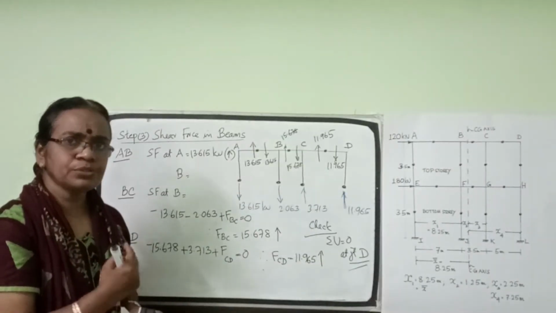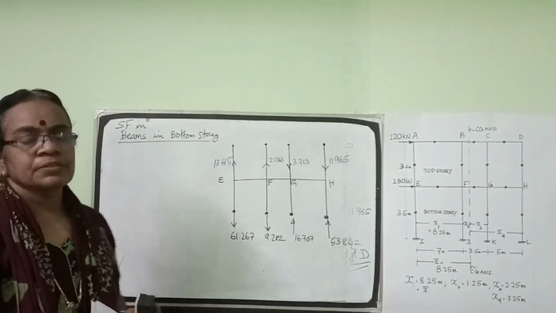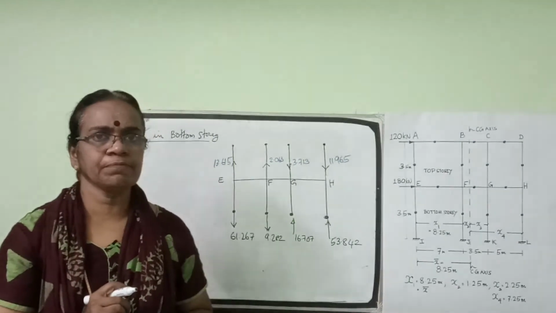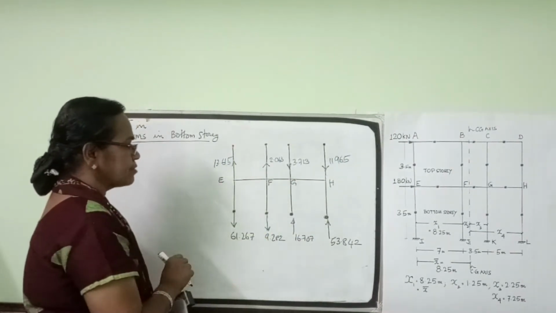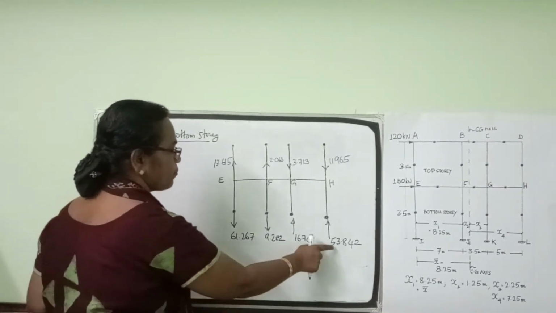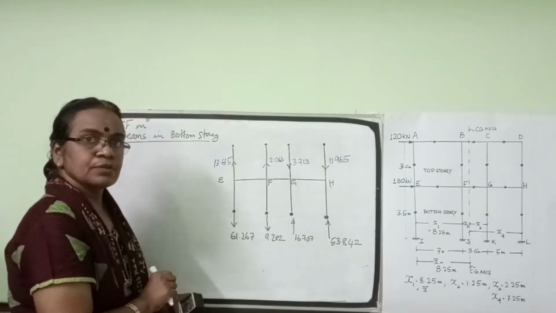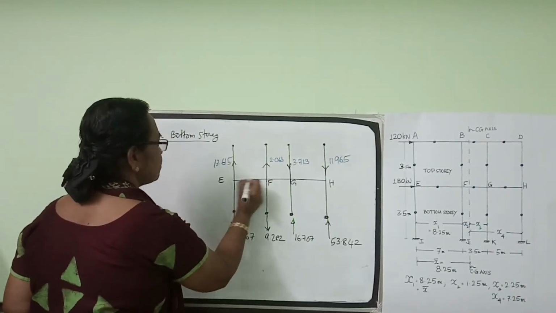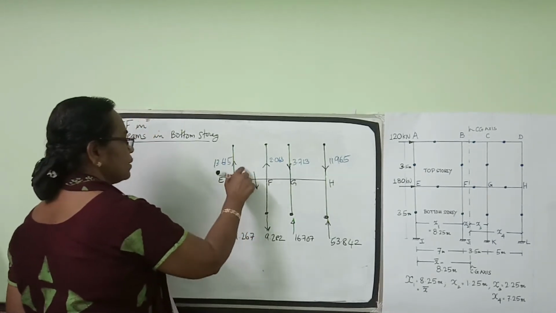Now we have to come to the shear force in the bottom beams. So now coming to the shear force in the bottom story beams. These are the bottom story beams. The axial forces in the columns, we have got these values from step 1. These are the axial forces in columns of the top story. Now coming to beam EF.